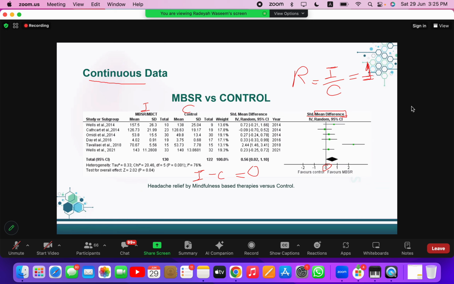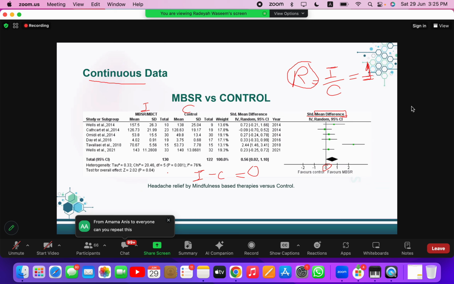No, Anaya, it isn't the same for dichotomous. In dichotomous, you are measuring the ratio. You are measuring risk ratio, odds ratio, hazard ratio. Ratio is basically division. In division, if both of the values are equal, you get your ratio as 1. While in continuous data, you are calculating the mean difference.